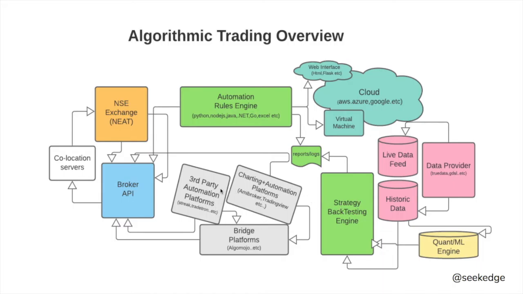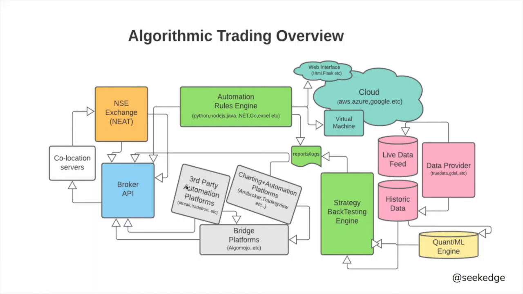Now what are these gray things? So first one is third-party automation platforms. These are third-party companies, vendors who have their platforms which would connect to the broker, and from the broker it connects to the exchange.